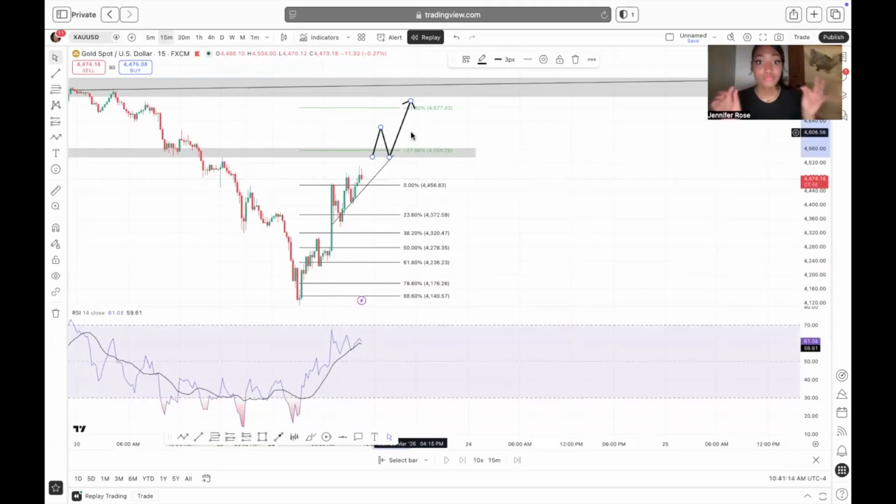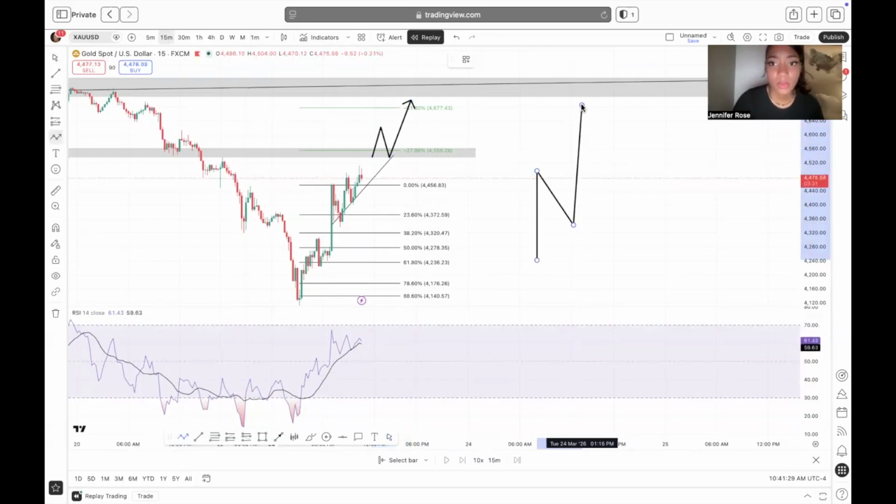Today is Monday. So let's just see what we get. Wait for the structure, right? You guys know what structure is, right? It's when price moves in three stages. So impulse, pullback, continuation, impulse, pullback, continuation, that structure. Wait for that to happen before you see where you're going.